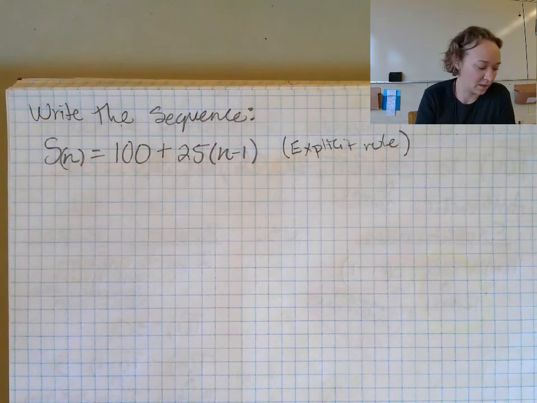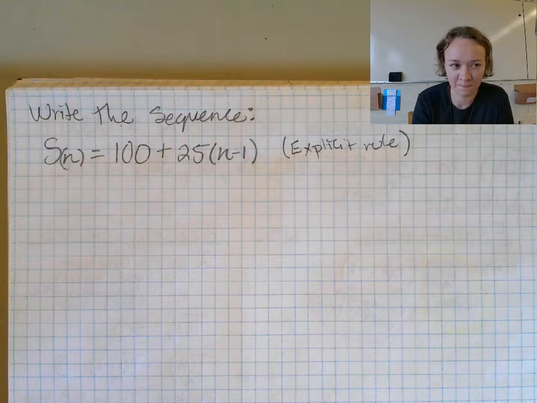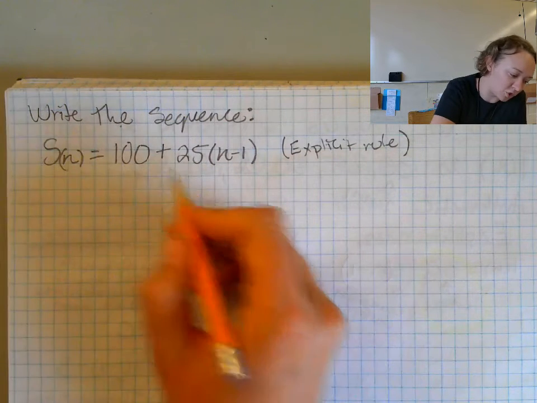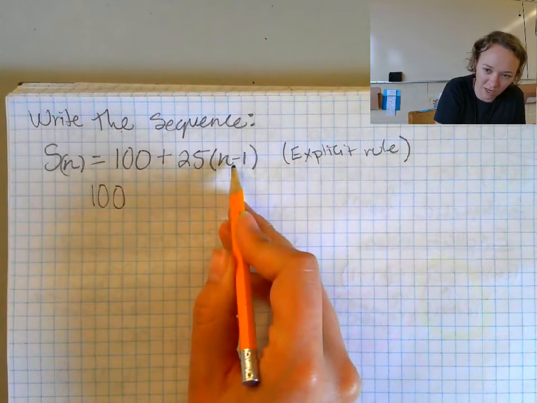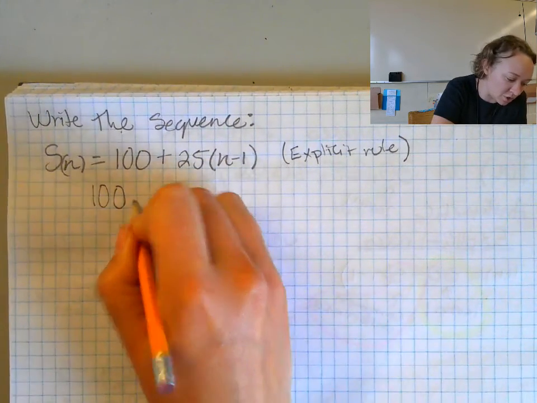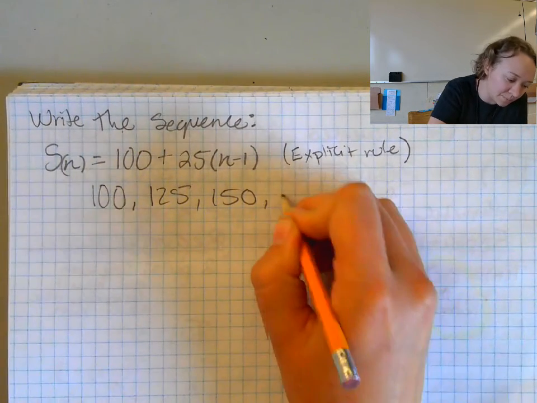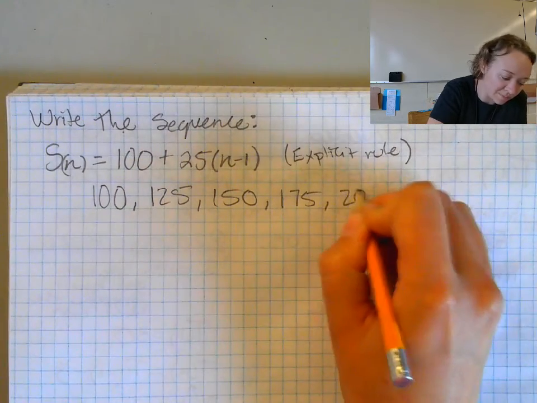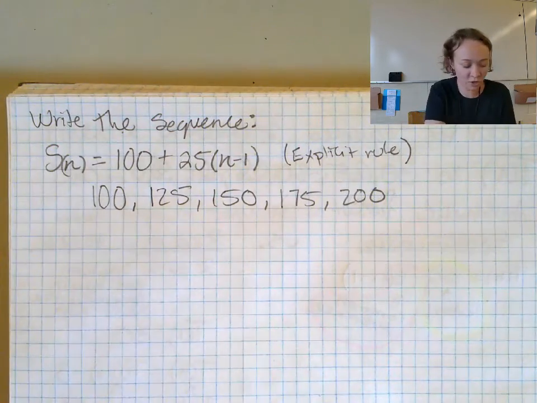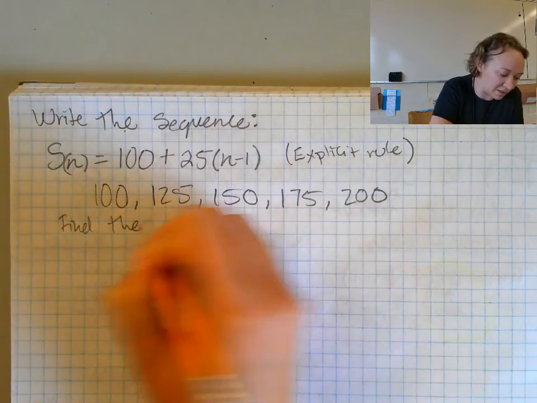Write down the first, I can't remember what I said, first 3 terms, 5 terms, something like that. All right, so hopefully you agree that the first term is going to be 100, since I've written it in the correct format with an n-1 here. And then the next term will be 125, 150, 175, 200.